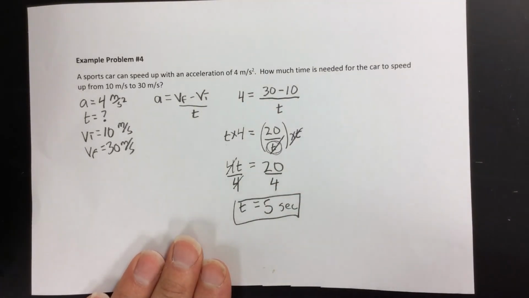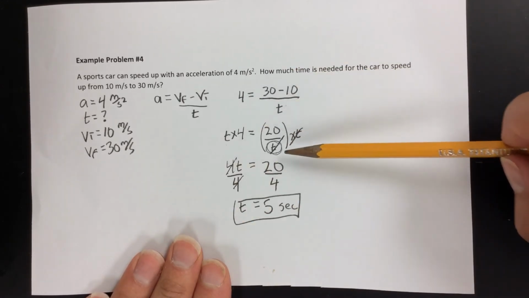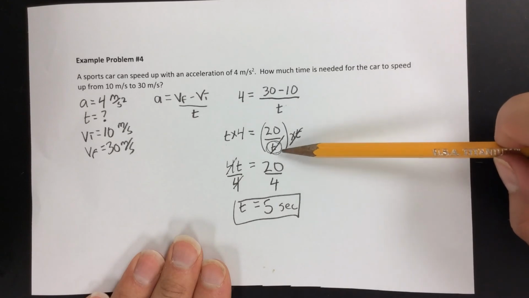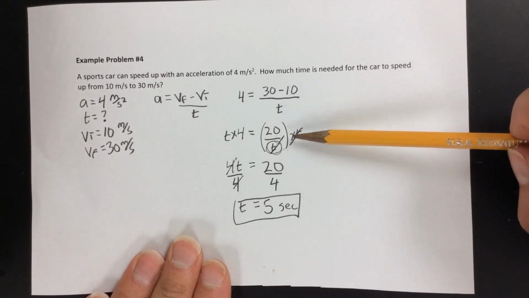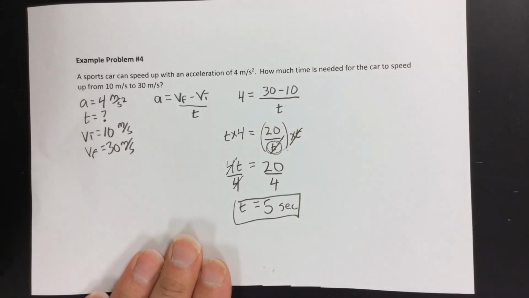What makes this problem tricky for many students is figuring out what to do to get T out from the bottom of that fraction. Whenever you have something you're trying to find in the bottom of the fraction, in this case T, when you multiply both sides by T, it will get the T out from the bottom of that fraction and make it easier to find from there.